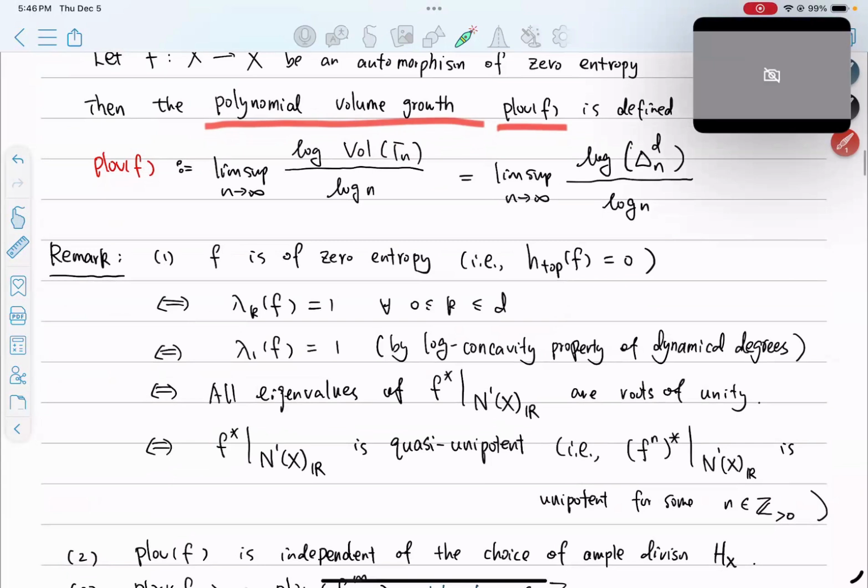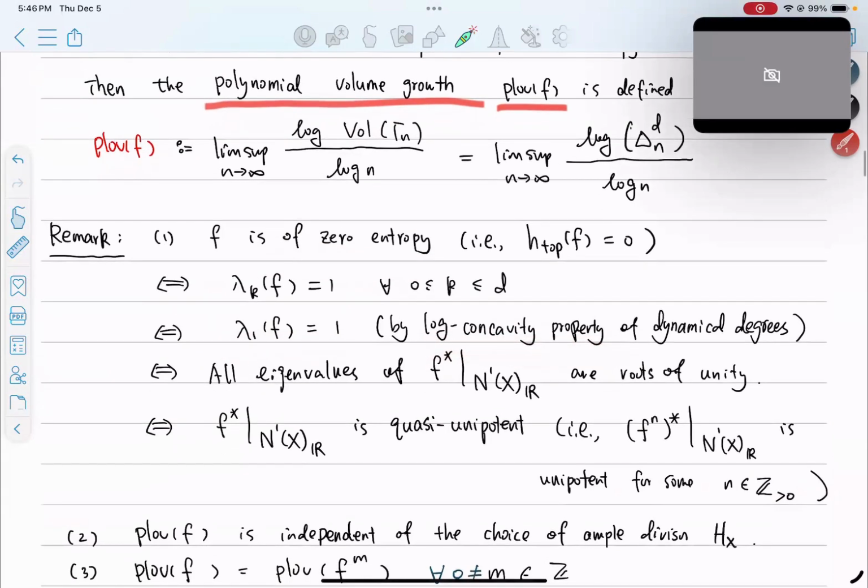Here is a remark: if f has zero entropy, then equivalently all the dynamic degrees are 1. This is also equivalent to the first dynamic degree being 1, by the log concavity property. Also, lambda 1 is actually just the spectral radius of the pullback action of f on the Lorentz group.